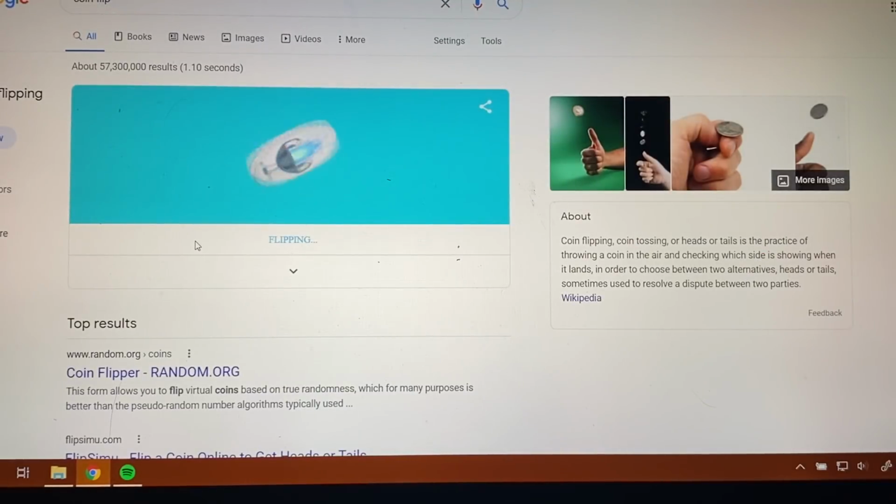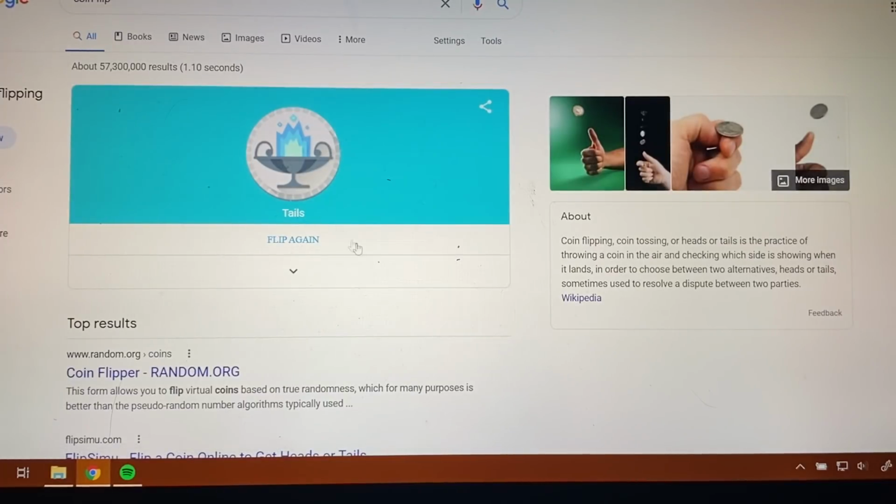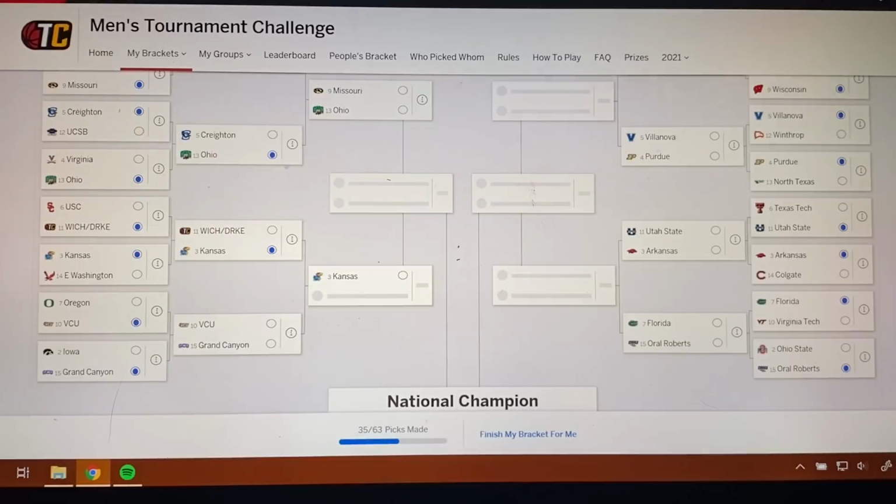We are rooting for heads, Wichita State and Drake. Oh, man, we have Kansas advancing here. So VCU and Grand Canyon. Okay, now we're okay with either, but we kind of want to see some tails here. We want to see some Grand Canyon action. We see VCU advancing to the Sweet 16.